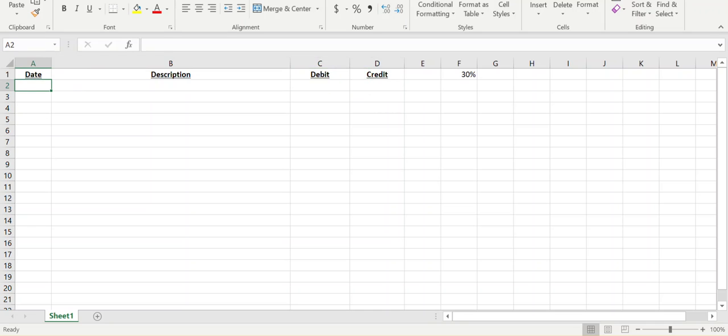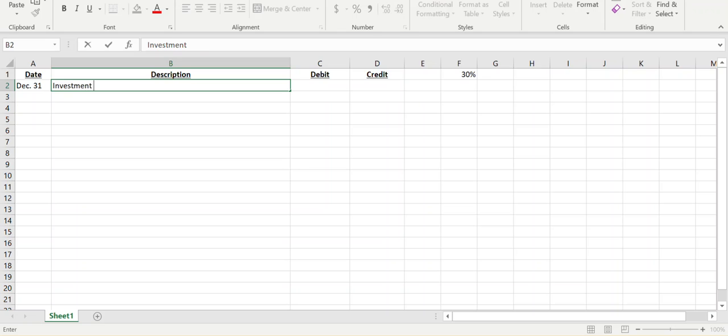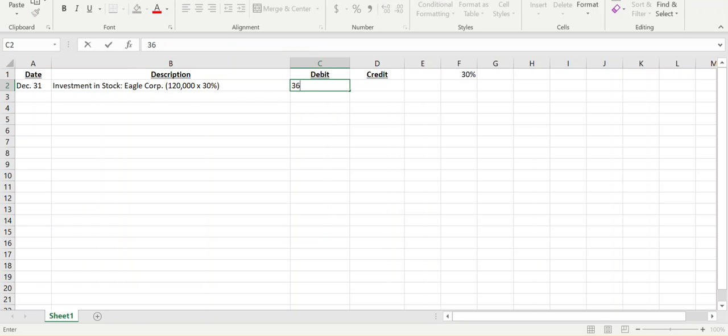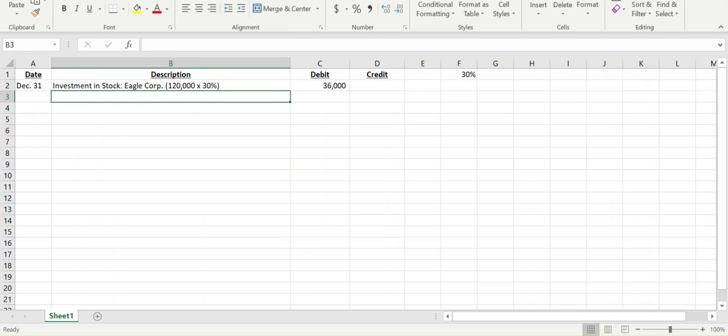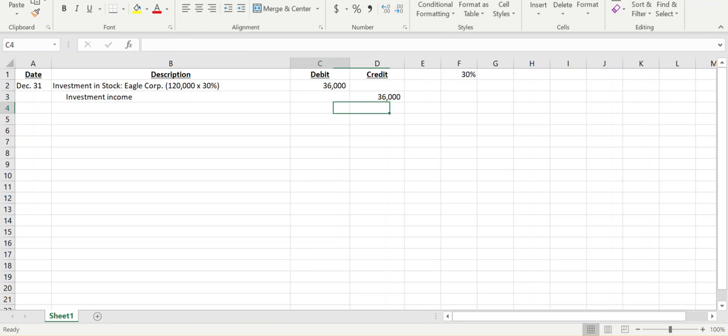For us, we'll assume that we're doing this as of December 31st. They told us that Eagle Corporation, which we own a 30% interest in, declared a net income of $120,000. So we get to increase our investment in our stock of Eagle Corporation. They are declaring $120,000 in net income, and we own 30% of that business, so we get to increase the value of our investment by $36,000, and we include that as what we call investment income of $36,000.